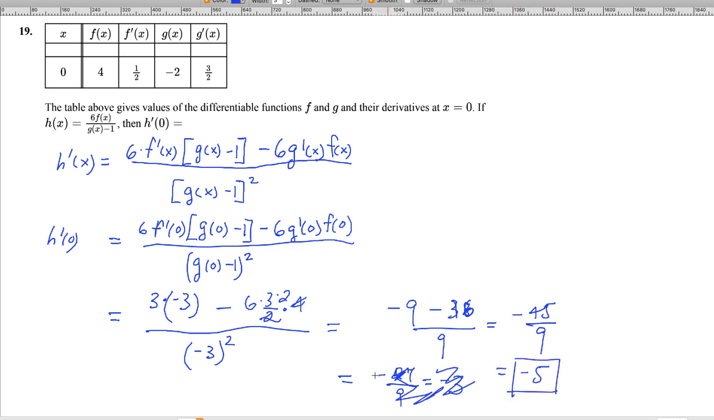And I believe that that is the correct answer. You can check my work, just do the arithmetic slowly, but this is the general idea. Use the quotient rule on this, and then you plug in 0, and then you use the table to fill in those values.